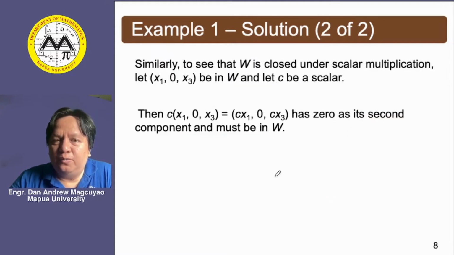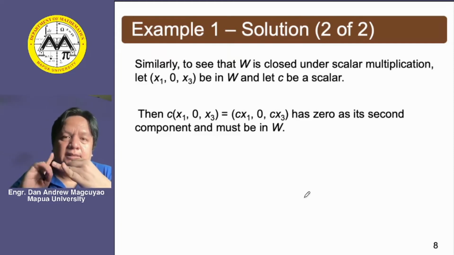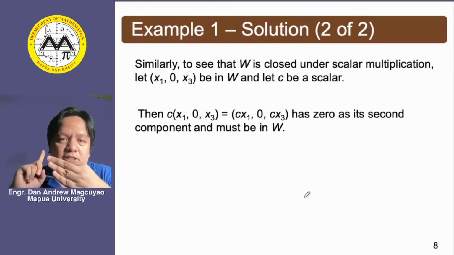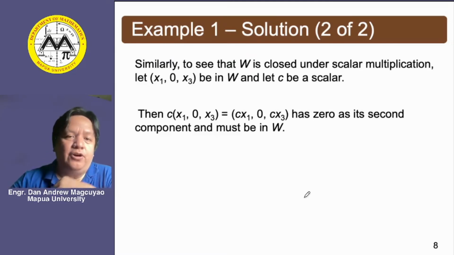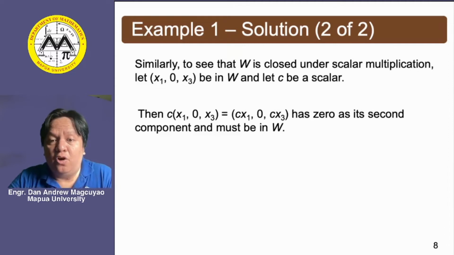Similarly, if you're going to multiply this by a constant, so constant times (x1, 0, x3), that would be (cx1, 0, cx3). Observe that the second element is 0, so it still follows the condition for that subspace. Hence, it is non-empty, it is closed under addition, it is closed under scalar multiplication, therefore, it is a subspace of V.